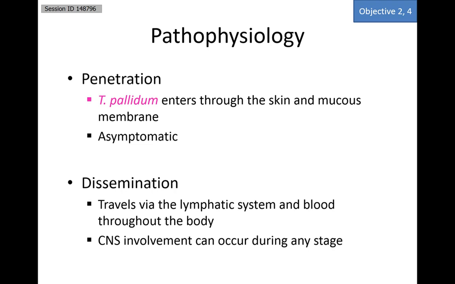It can even involve some sort of CNS involvement, and it can happen during any stage of the infection. So it's not really a progression of the disease. It can happen in the primary stage or the first stage of syphilis or secondary stage.